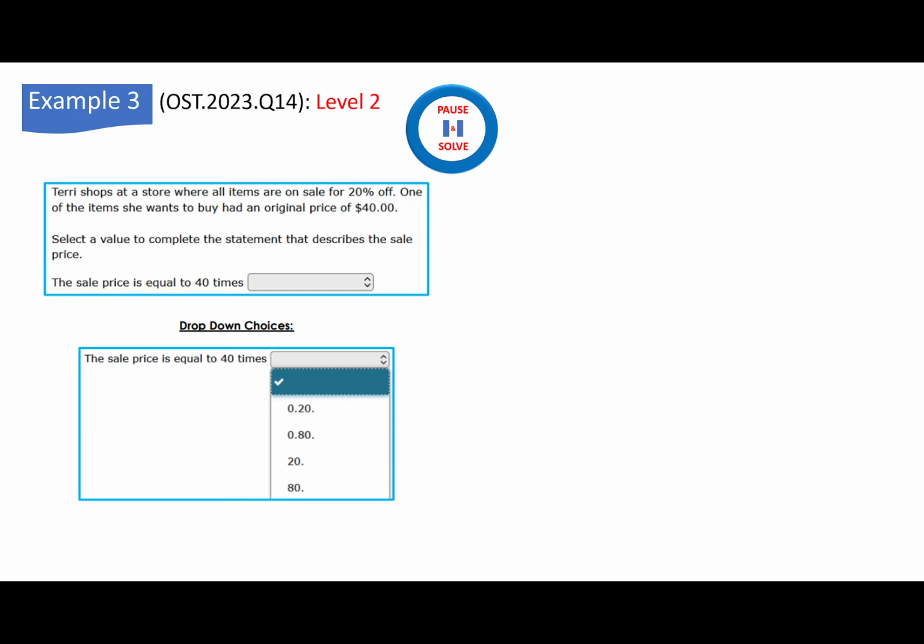Example 3. Terry shops at a store where all items are on sale for 20% off. One of the items she wants to buy had an original price of $40. Select a value to complete the statement that describes the sale price. The sale price, that's what we are looking for. And it says here the sale price is equal to 40 times what? Give you these options here.